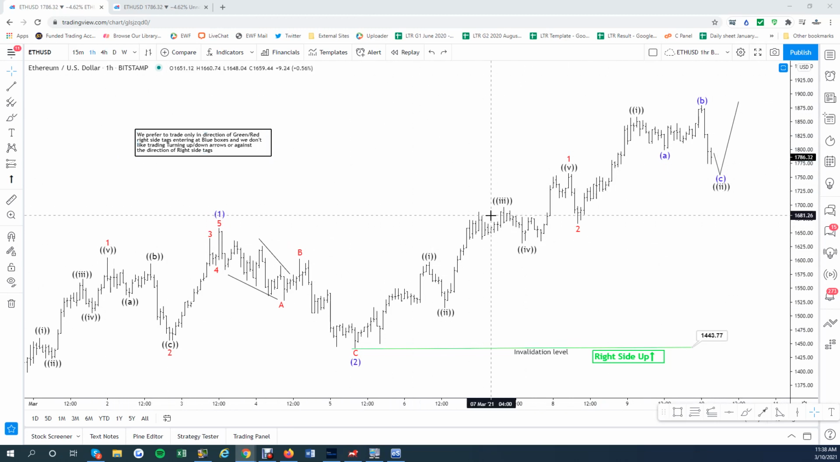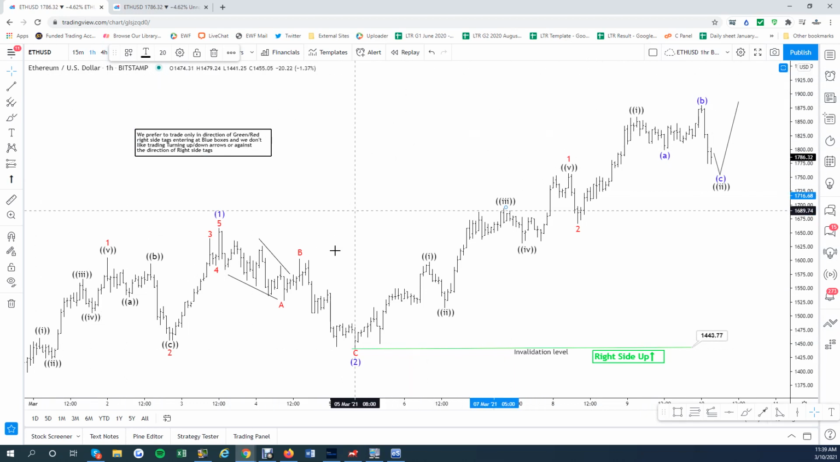Regardless, we want to update a different instrument every day. We don't just want to update only S&P or something else that keeps repeating, for example. So we want to be a little bit diverse. So we decided to use Ethereum for today, and here we go.